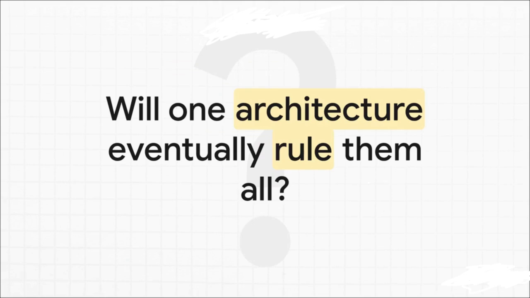So that really leaves us with the big million-dollar question for the future of computing, right? As ARM chips get more and more powerful and x86 chips get more and more efficient, as they both start borrowing tricks from each other's playbooks, will the lines between them just disappear? Will we eventually see one single architecture that just rules everything? Now that's something to think about.